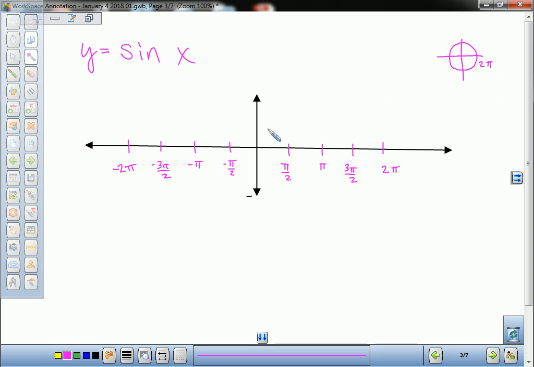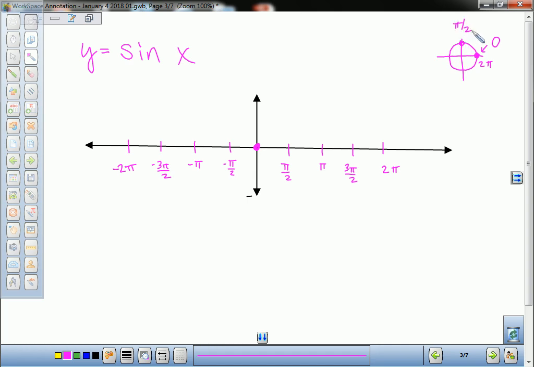Okay, so at 0, which is on the vertical axis, 0, 0 is here. What is the sine of 0 radians? What is the y value here? 0. That's why there's a point here. Okay. Because the y value at 0 is 0. Okay? Now let's go to pi over 2.